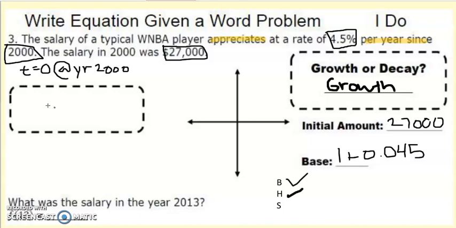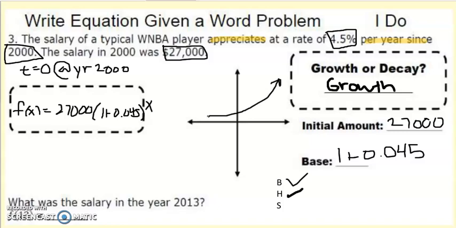So to set up our equation, we have f(x) equals our original amount, 27,000, times (1 plus 0.045) to the x power. And what's the salary in the year 2013? So for x, we're going to plug in 13. The sketch of our graph would look like this, where this point is 27,000.